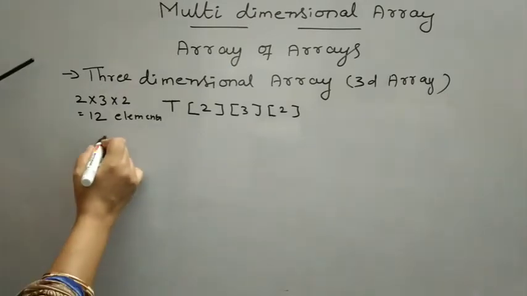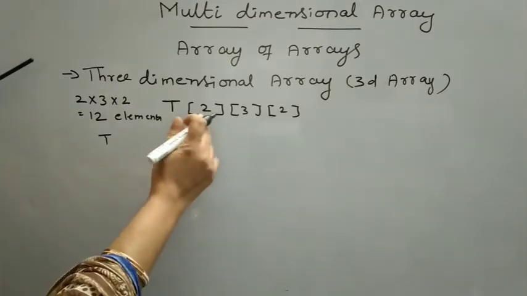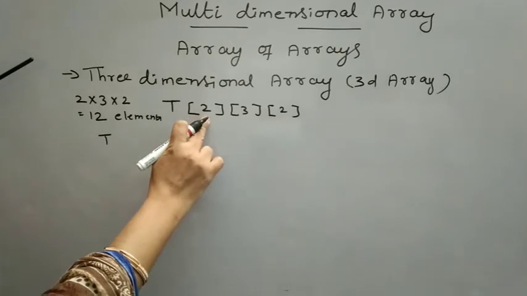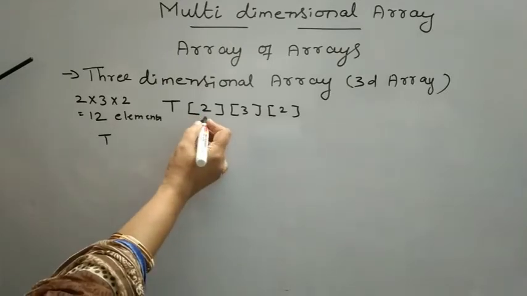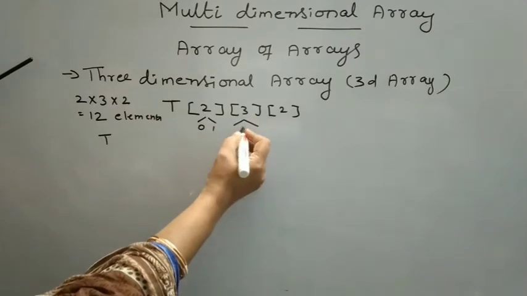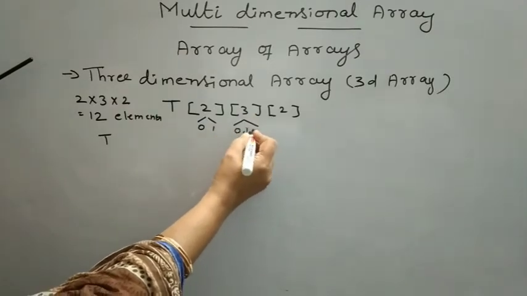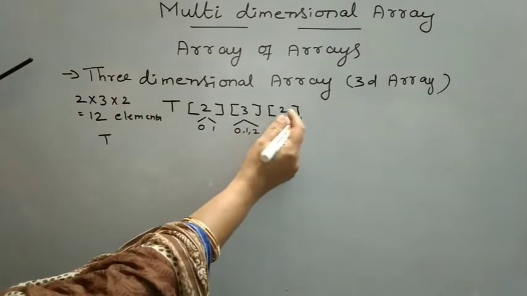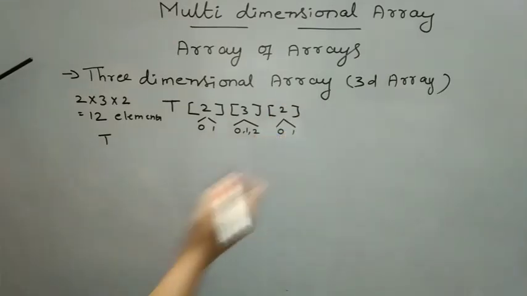So what are the individual elements of this array? In this array T, we have 2 rows, and the index position of this dimension ranges from 0 and 1. The index position of the next dimension is 0, 1 and 2. The index position of the last dimension is 0 and 1.